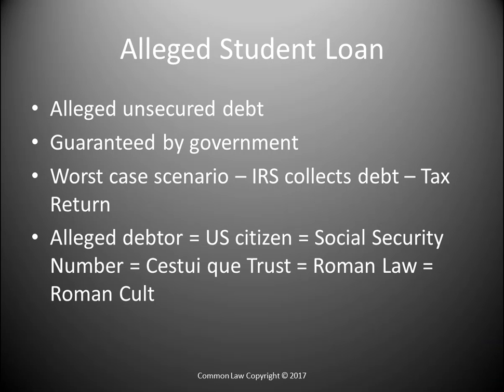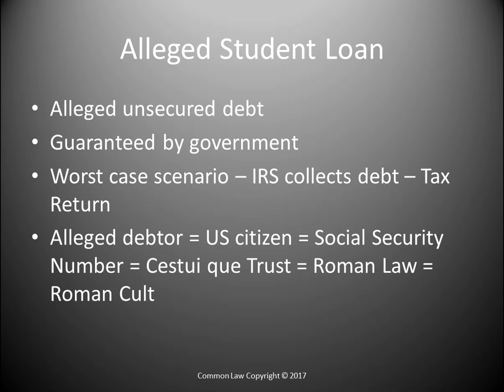Okay, a student loan. It's an alleged student loan, first of all. Now, one thing I want to say is that all of this stuff can be used with any debt, really. Now, especially a student loan. A student loan is an unsecured debt, although it is guaranteed by the government. It is still an unsecured debt, and in a worst case scenario, what happens is, in the case of a student loan, the IRS collects the debt, and they do it through the tax return.